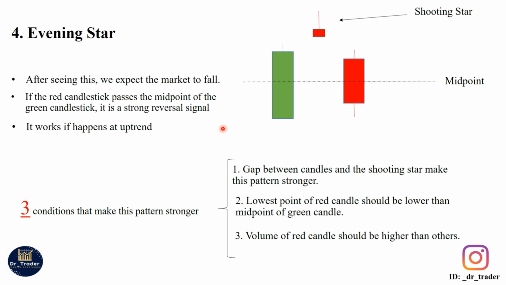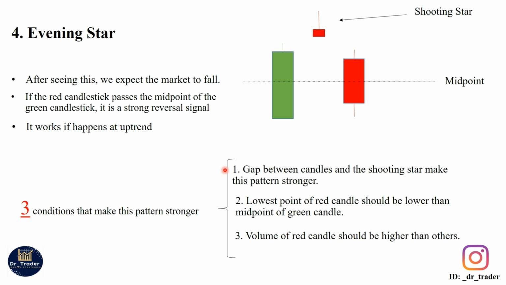Another candlestick pattern that is so vital to learn is the evening star. Evening stars mostly happen at the end of an uptrend, and after that the market is going to fall or change its trend to a downtrend, and the price is going to decrease.